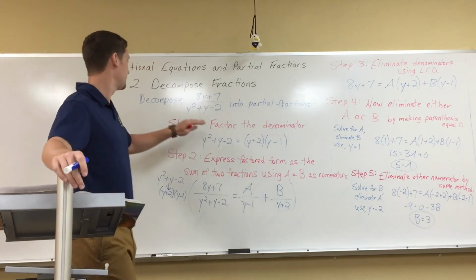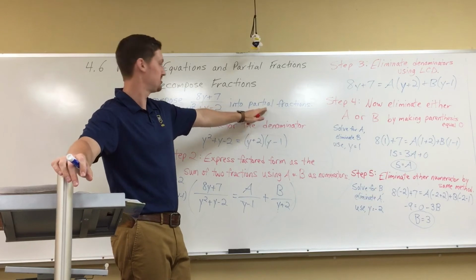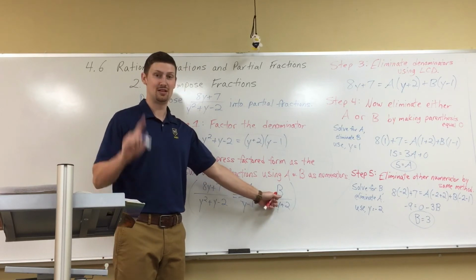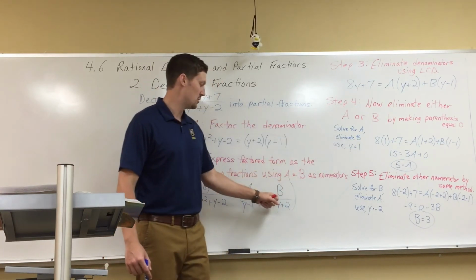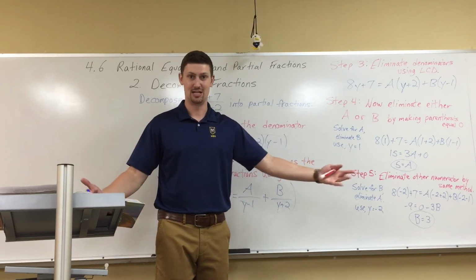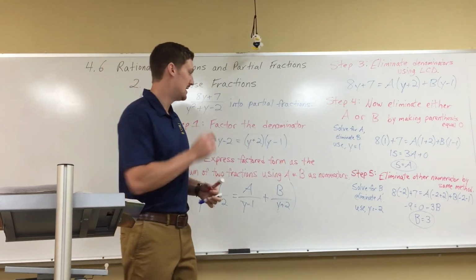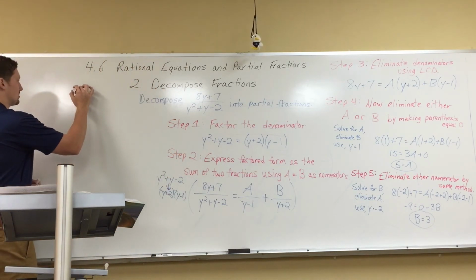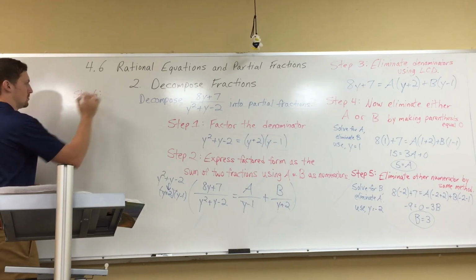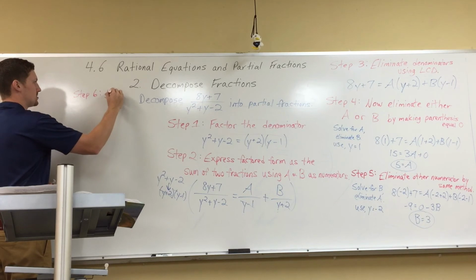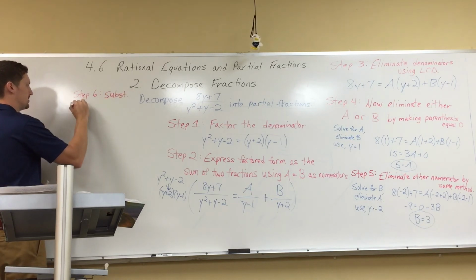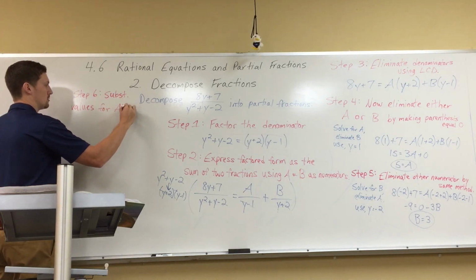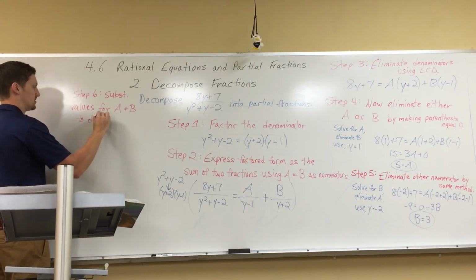Now, those are answers. What are we trying to find? Let's review. We're trying to decompose into partial fractions. The problem was we had too many unknowns. Now we know what a is, it's 5. We know what b is, it's 3. That's our answer. Plug them back in, and that's our partial fractions. I wrote down step 6: substitute values for a and b to determine partial fractions.